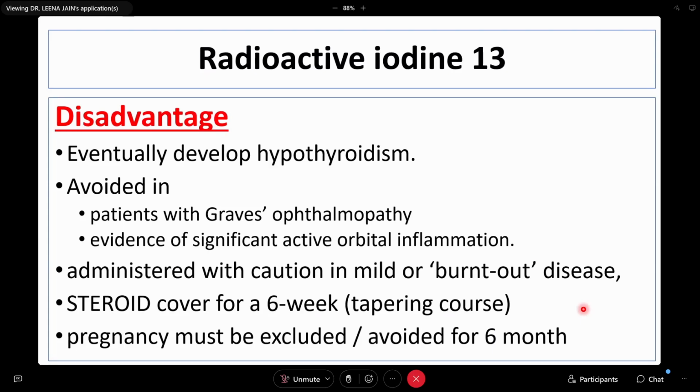And it has to be avoided in patients with Graves' ophthalmopathy because it will create more orbital inflammation. Even though it suppresses the immunoglobulins, other inflammatory mediators will increase. So we avoid radioiodine therapy in cases of Graves' ophthalmopathy. And then sometimes we have to give steroid cover for 6 weeks. And pregnancy has to be excluded.